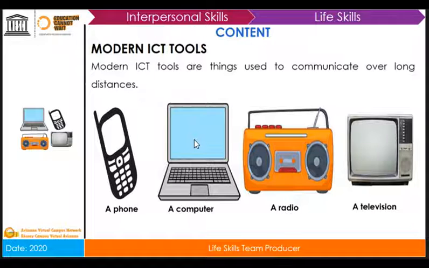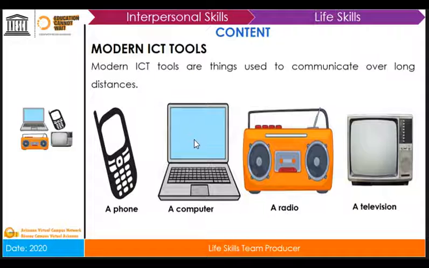Now to the lesson proper. Modern ICT tools. What are modern ICT tools? Modern ICT tools are things used to communicate over long distances. I repeat, modern ICT tools are things used to communicate over long distances.